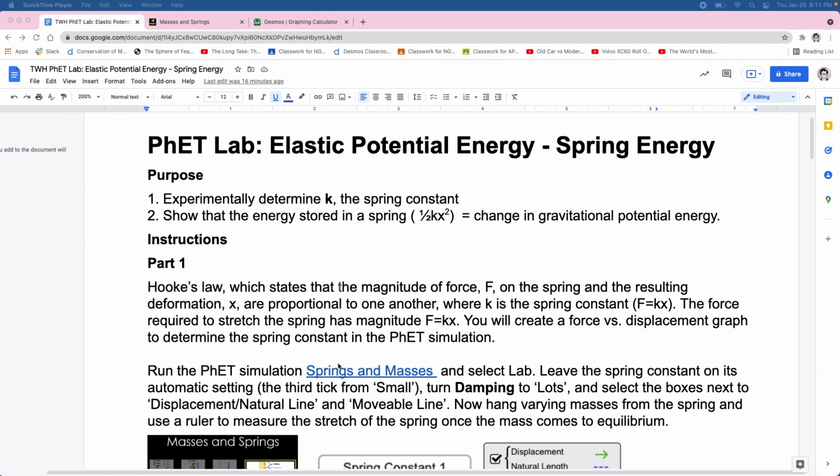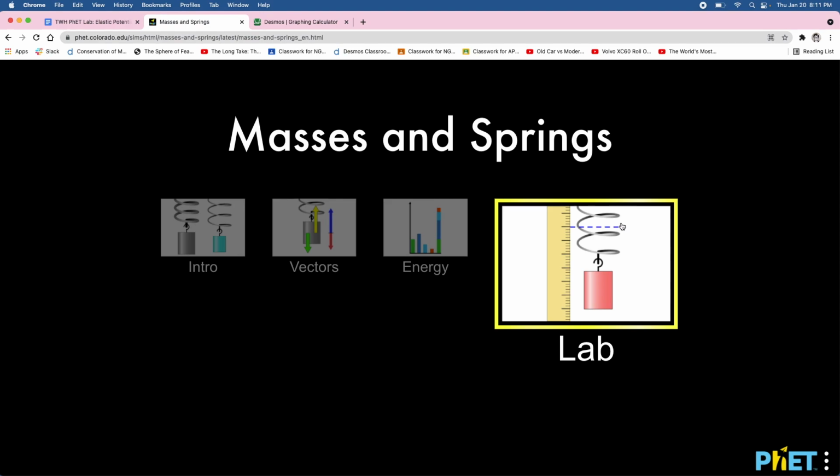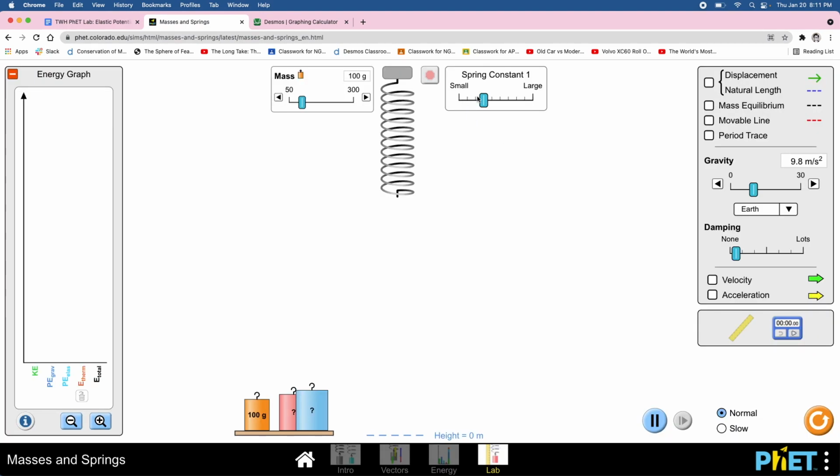So the first thing we're going to do is click on this link, select lab, and do the following. We're going to leave the spring constant on its automatic setting, which is the third tick from the left, from small. So 1, 2, 3. This is default. You shouldn't touch this, but because I want my numbers to be different than your numbers, I am going to move this over so it's the third tick from the right.